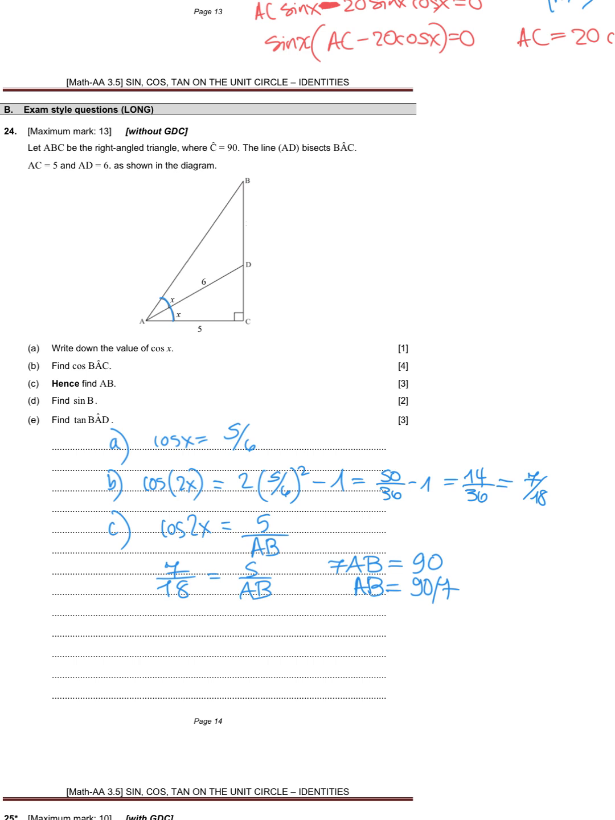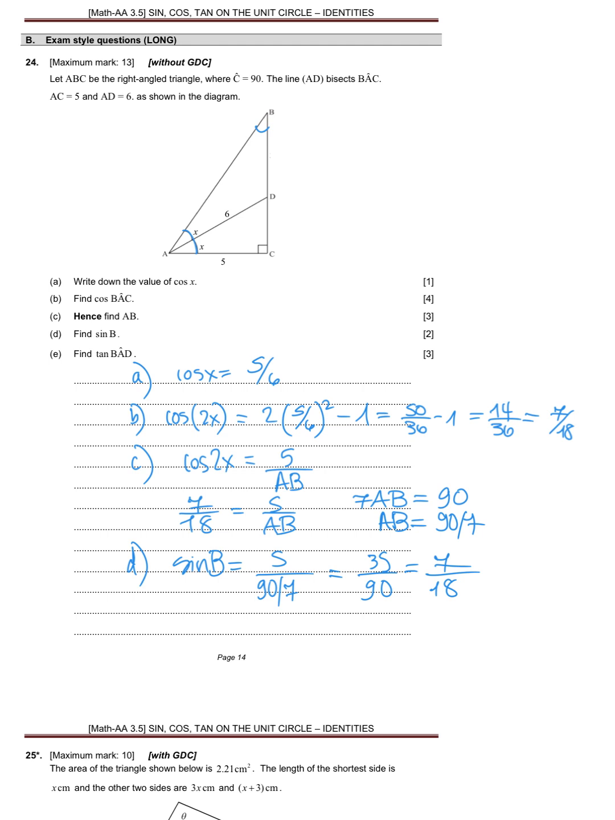Now, find sine B. So sine B is opposite 5 over hypotenuse 90 over 7. So that's 35 over 90, and that's 7 over 18. All right, so for part E, tangent of BAD.